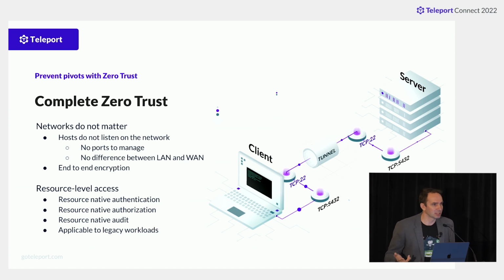Think about Tesla, for example. Every Tesla car is like a rack of servers on wheels. There is no perimeter, and it's pretty secure. So that is a true zero trust architecture.